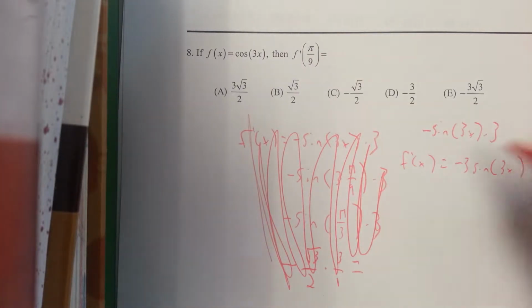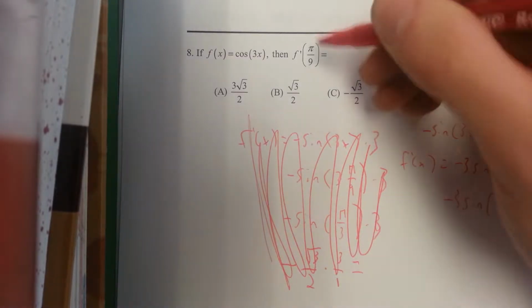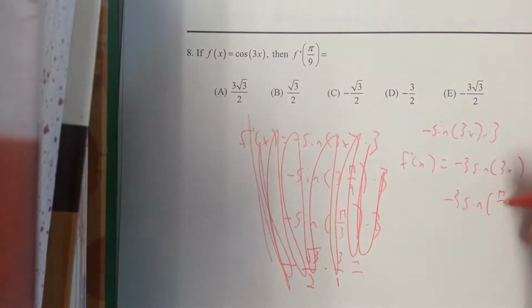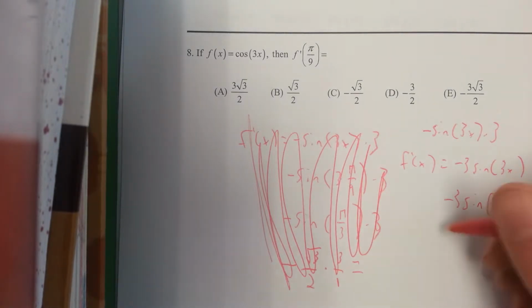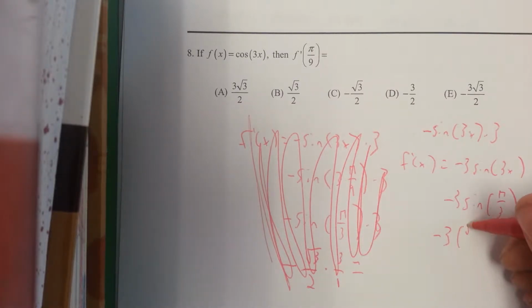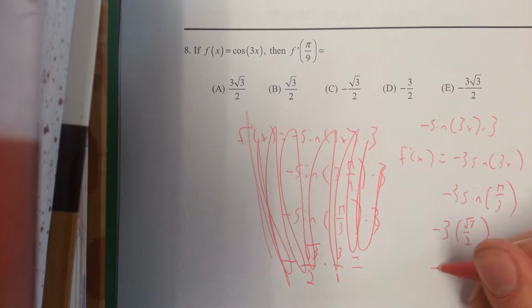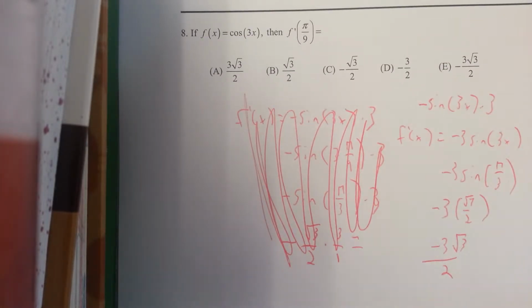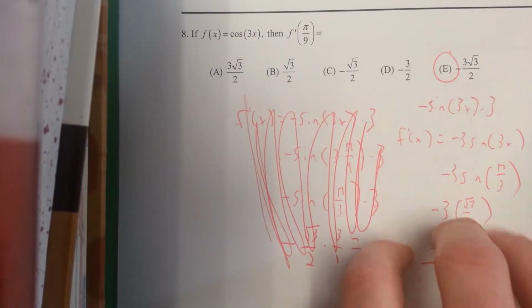Wonderful. Now I need to plug in pi over 9. I'm going to get negative 3 times sine of 3 times pi over 9, which is pi over 3. You can take your time on this however you want. This is 60 degrees, so sine of 60 degrees is the square root of 3 over 2. Now we multiply and get negative 3 root 3 over 2. We cross our fingers and hope it's one of the answers, and it's E. Boom, we're done.